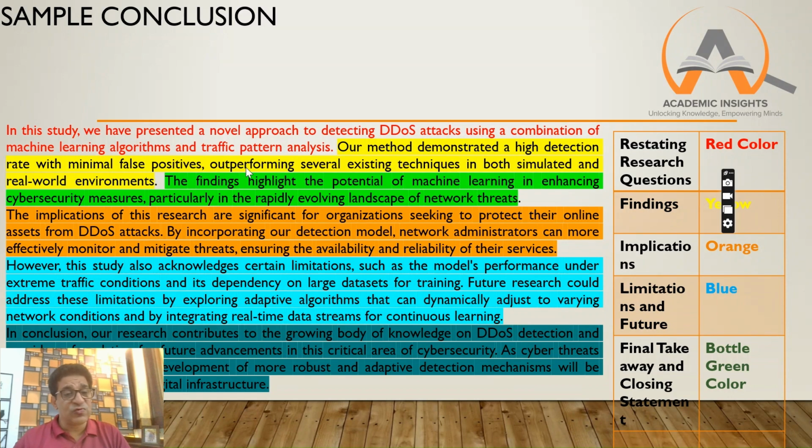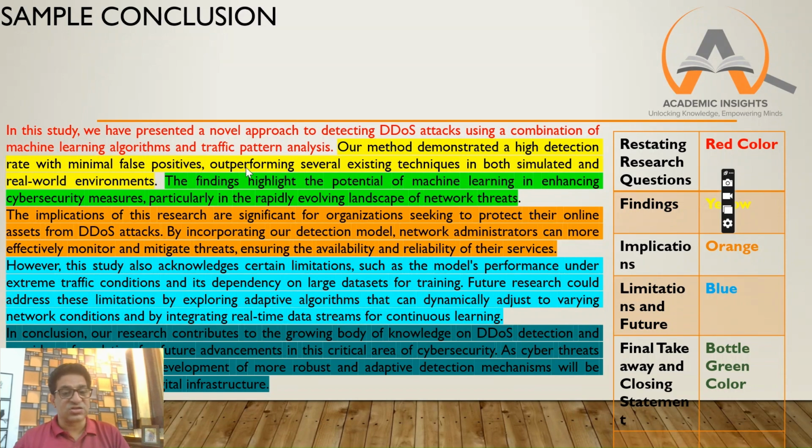And in the blue part, you are going to see the limitations and the future work also. However, this study also acknowledges certain limitations, such as the model's performance under extreme traffic conditions and its dependency on large data sets for training. And future research could address these limitations by exploring adaptive algorithms. This is how you can add these things in your limitation and future work section.